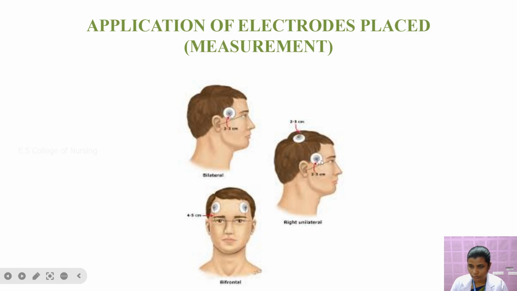We place the electrode above the midpoint of the line joining the lateral canthus of the eye to the tragus of the ear. We place the electrode there, and this is called the unilateral placement.